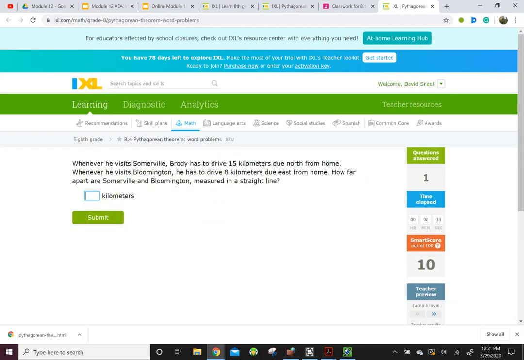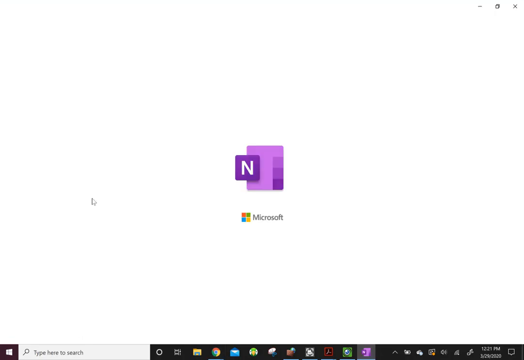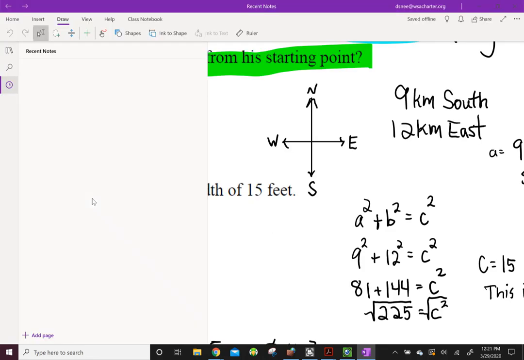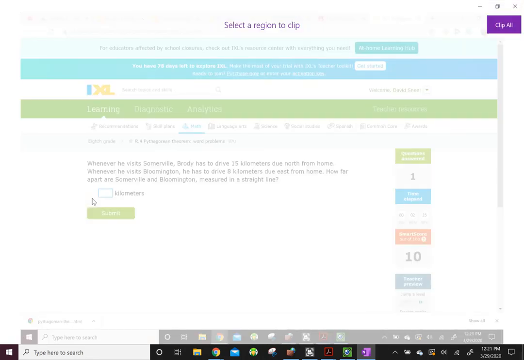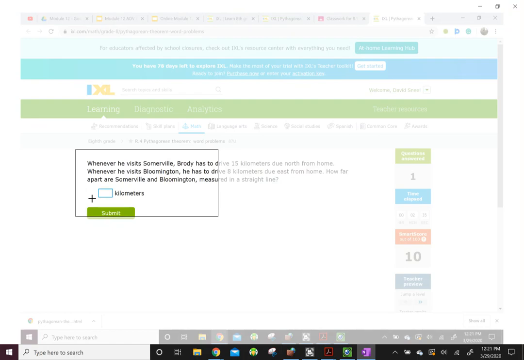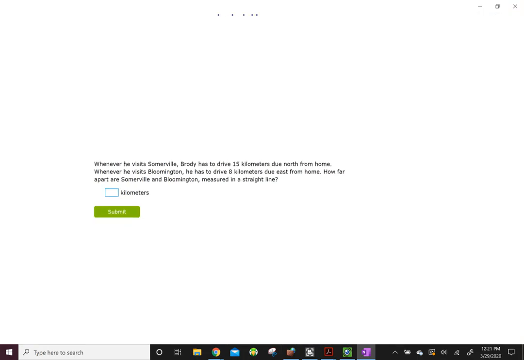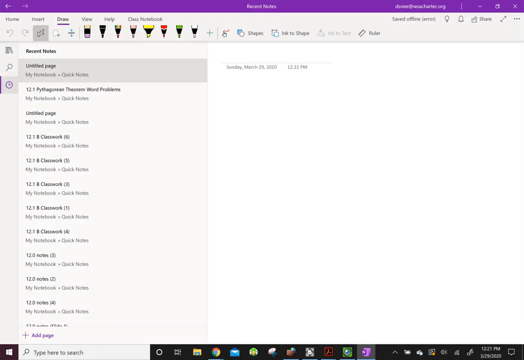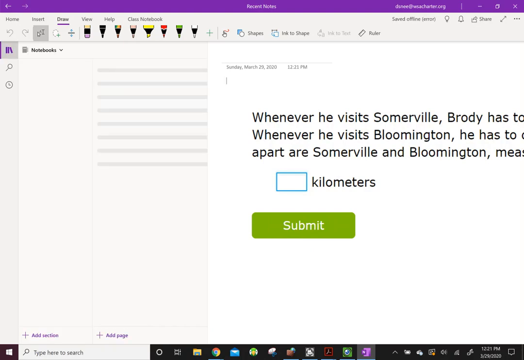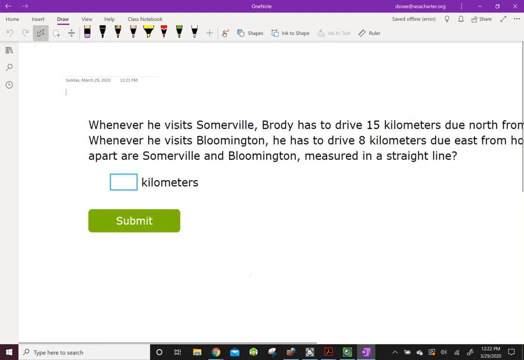Now on the second one, I'm just going to take a little screenshot of this, and this screenshot's going to be like your scratch paper. And we're just drawing these all out. We're going to look at these word problems and find the information we need.